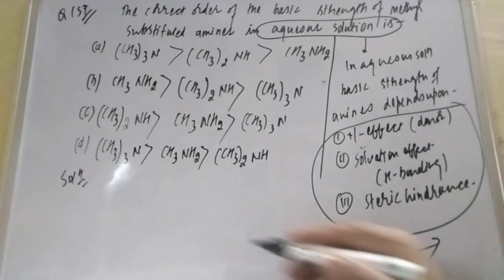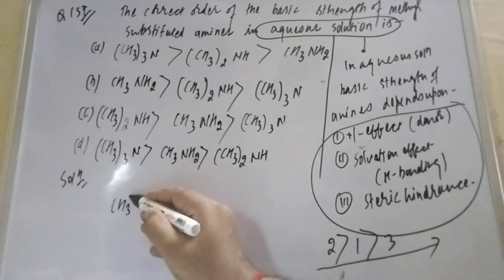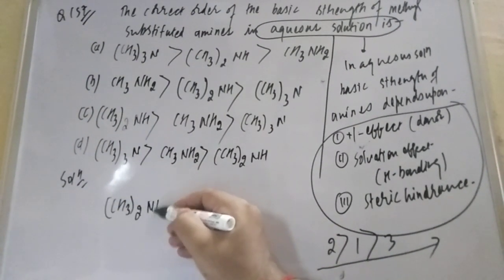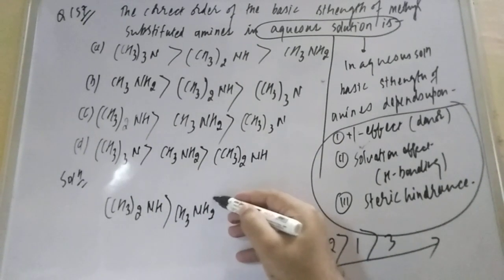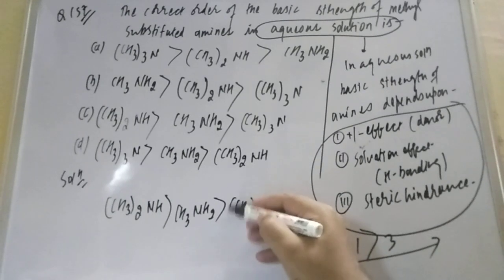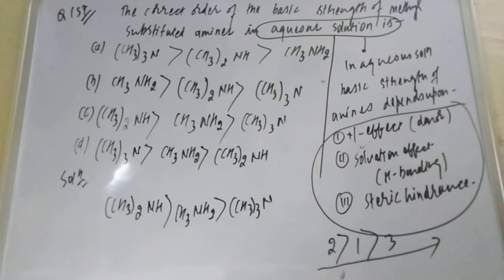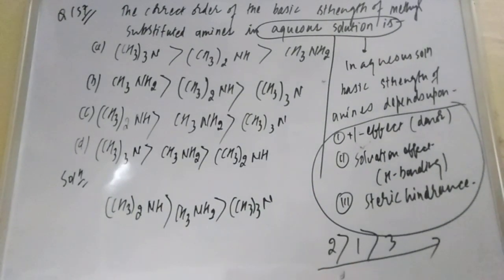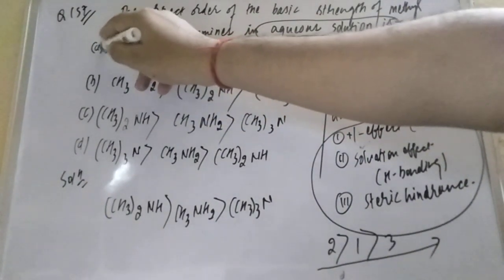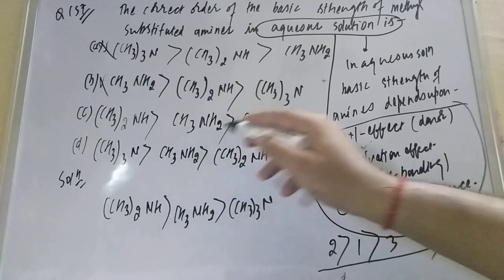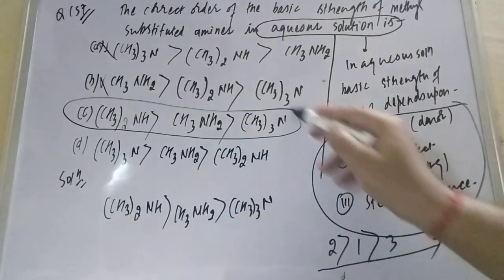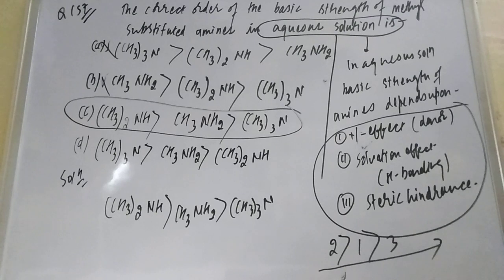So 2 degree means (CH3)2NH, then CH3NH2, and the last one is (CH3)3N. Now let us see which option is matching, student. (CH3)3N first is wrong. Option number C, (CH3)2NH, CH3NH2, (CH3)3N, is the correct option. So for problem 157, option C is correct. Now let us move on to problem number 158.